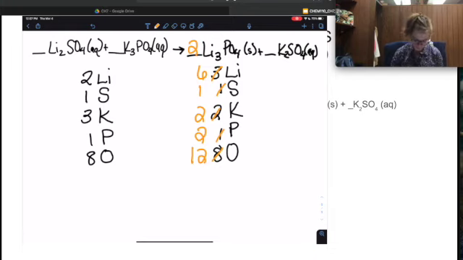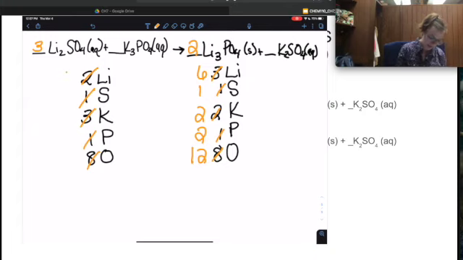Now, as I mentioned before, I'm going to go ahead and put a coefficient of 3 in front of the lithium sulfate. So I'm going to go ahead and recalculate. So basically, I could have added these both at the same time in one step, but I just want to break it down, make it exactly apparent what I am doing every step of the way.